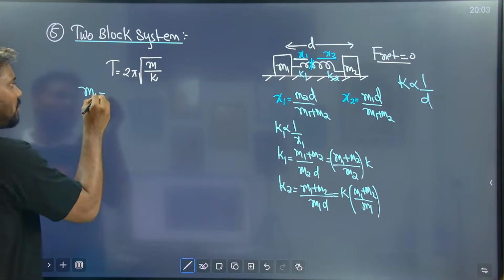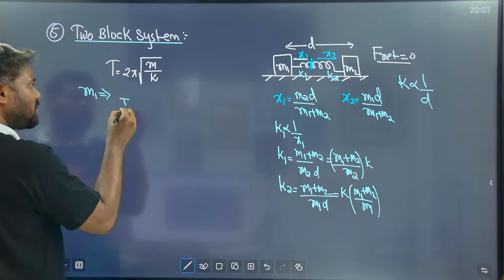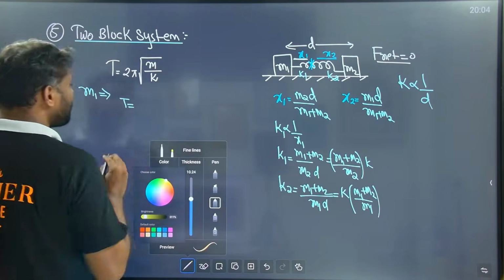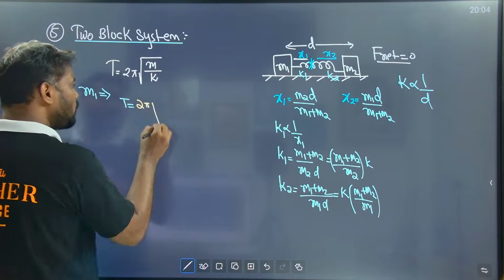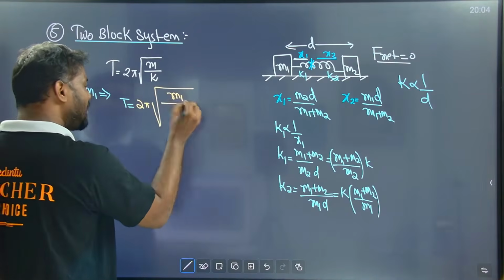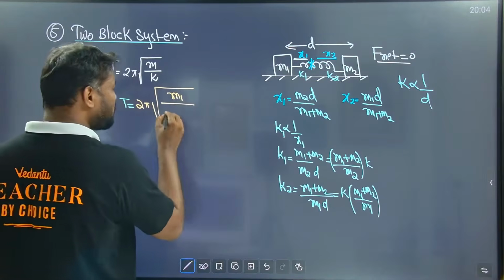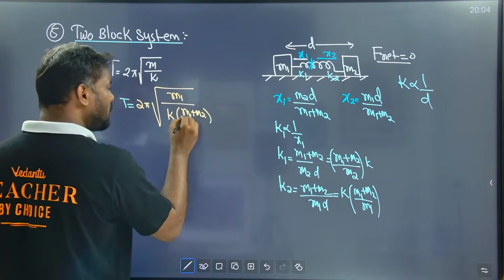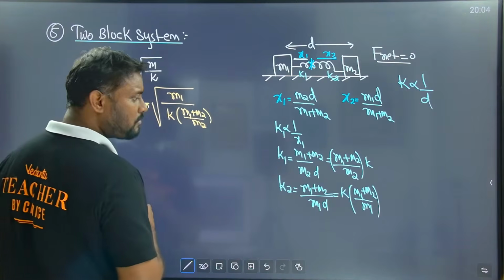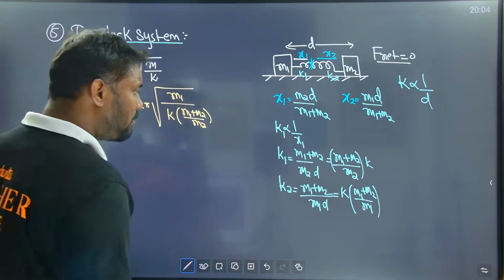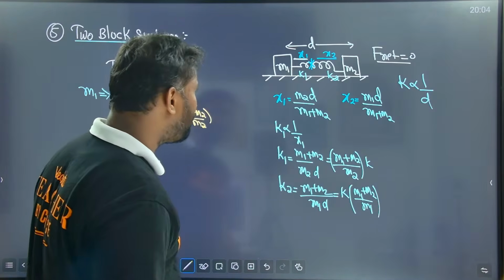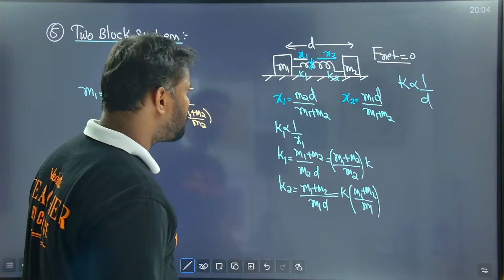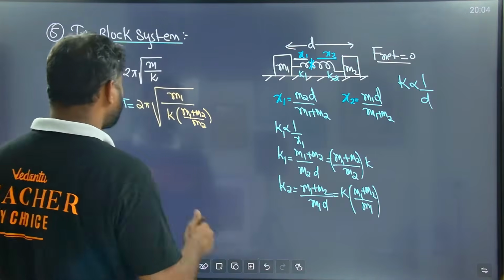m1 ஓட கால்குலேட் பண்ணலாம். எப்படி கால்குலேட் பண்ணலாம்? So டைம் பீரியட் T is equal to, சொல்லுங்க பார்க்கலாம், 2 pi root under m1 divided by what? k ஓட வேல்யூ என்னது? So can I substitute here k? m1 plus m2 divided by m2. So மாத்தி எழுதிட்டோமா? k1 is m1 plus m2 divided by m2 into k. Yes. So இப்போ நான் substitute பண்ண என்ன கிடைச்சிடும்?